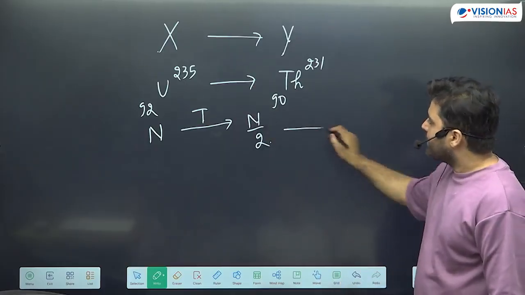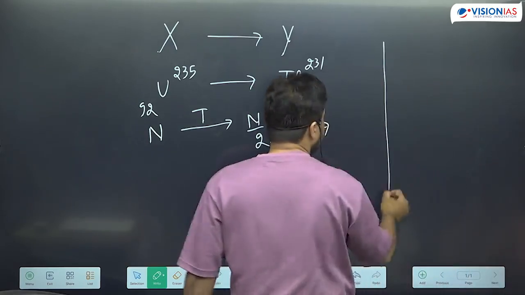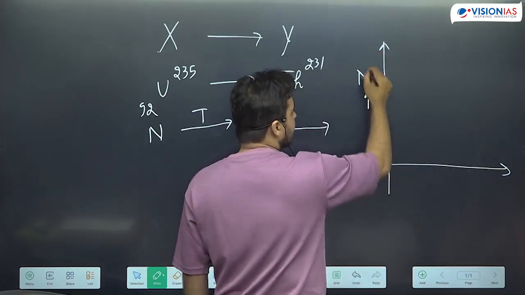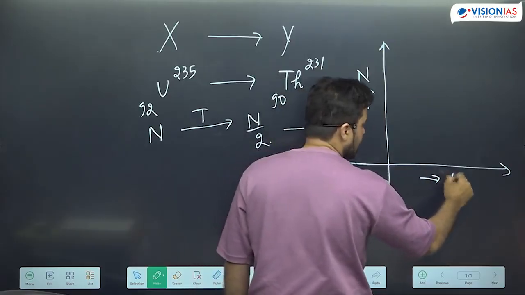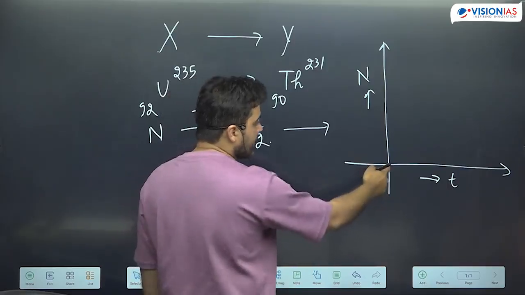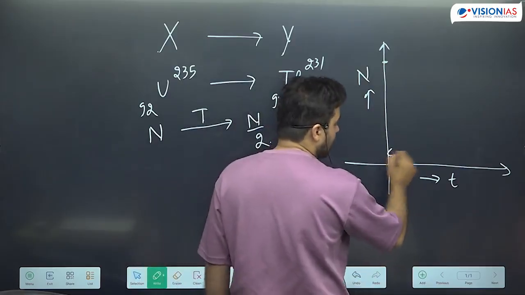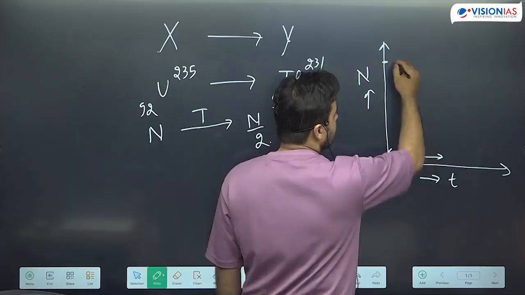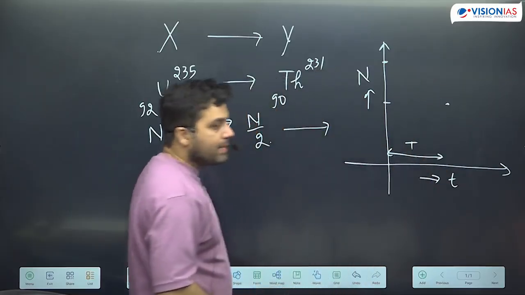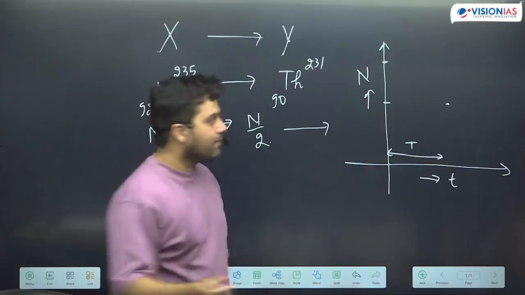अगर मान लो कि ये linear decay होता, if it would have been decayed linearly, what does that mean? If the graph, let's say that on y-axis I am representing n, on x-axis I am representing time t. When I started my calculation at time t is equal to 0, this was the number. After some time capital T, it became n by 2. It came here.